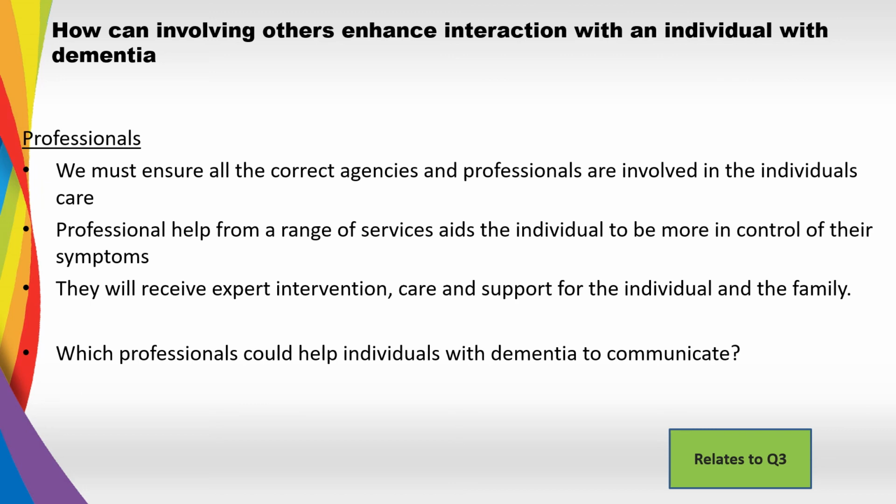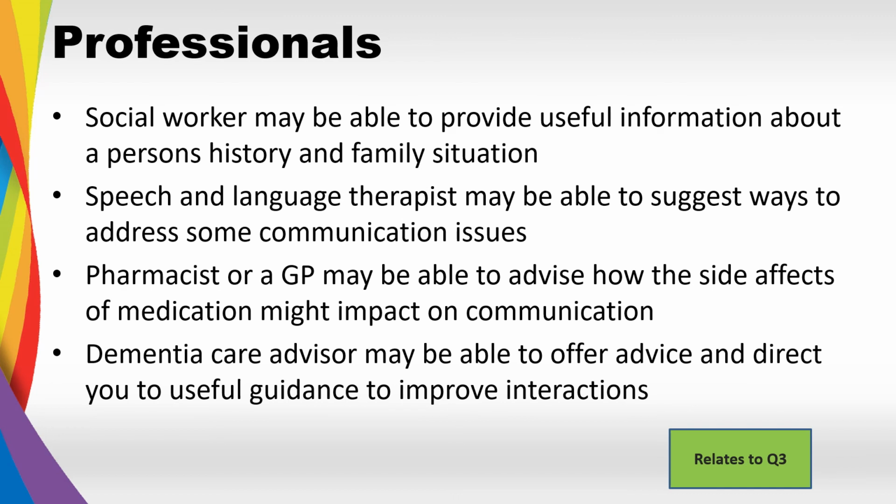Which professionals could help individuals with dementia to communicate? This could include a social worker, who may be able to provide useful information about a person's history and their family situation. A speech and language therapist may be able to suggest ways to address some communication issues. A pharmacist or a GP may be able to advise how side effects of medication might impact on communication, and a dementia care advisor may be able to offer advice and direct you to useful guidance to improve interactions.